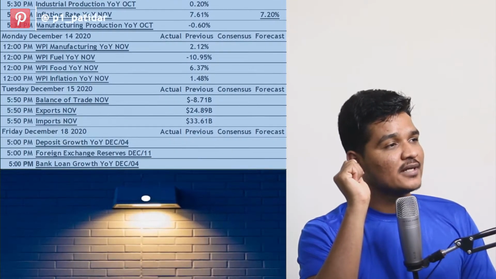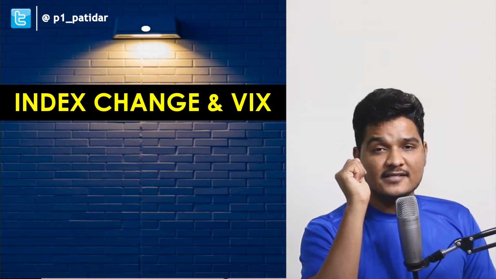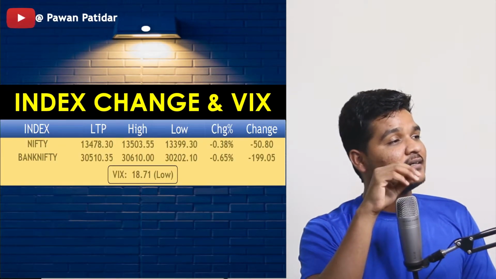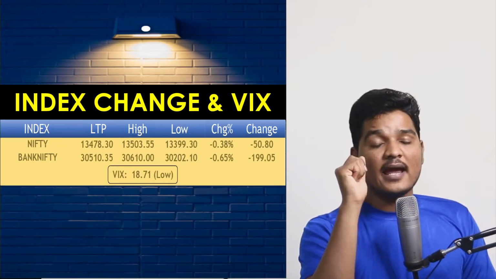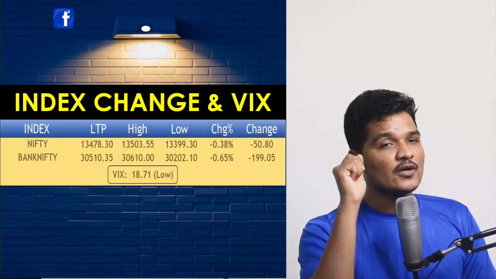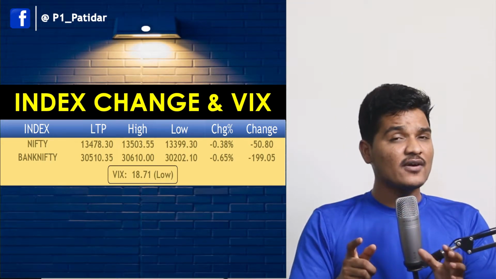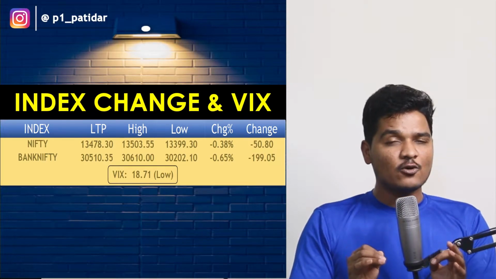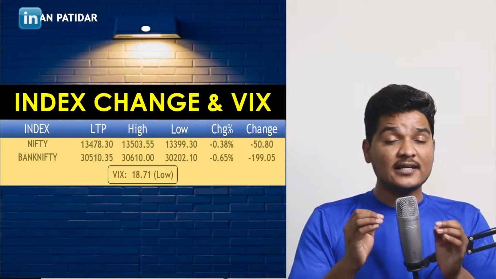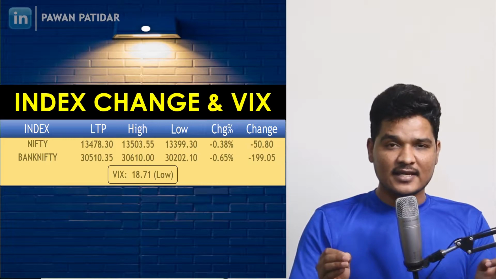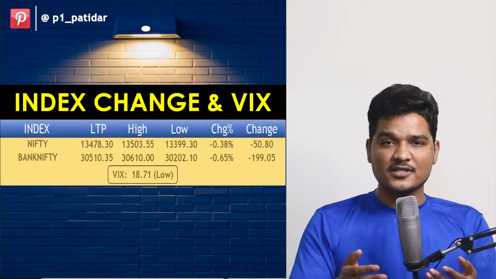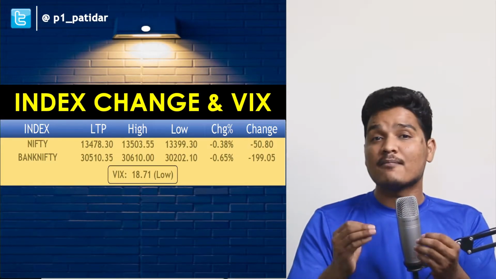Now let's move to the next and see index change and VIX. If you see here, VIX today is 18.71, which is low. If VIX is less than 25, it means VIX is low. In that case, volatility is less. If volatility is less, it means you can sell options and make money without any major losses.